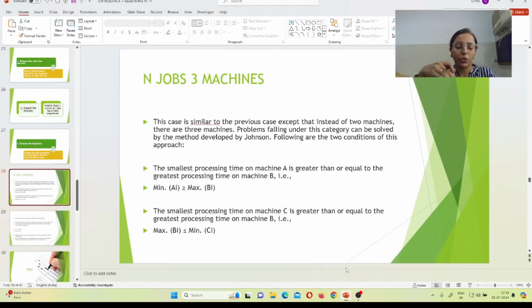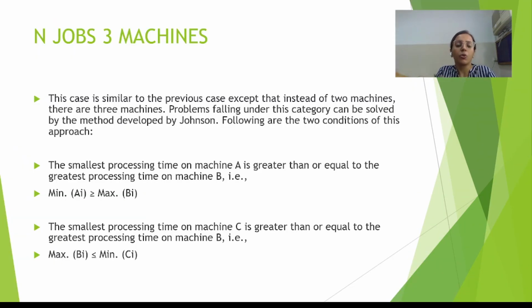What are the steps for doing this type of question when we have n jobs and 3 machines? Then we will go for the practical part. As we have discussed the 2 machines, now we are coming to the 3 machine problem. The problems under this category are again solved by the Johnson algorithm, but for that, there are 2 conditions for this approach.